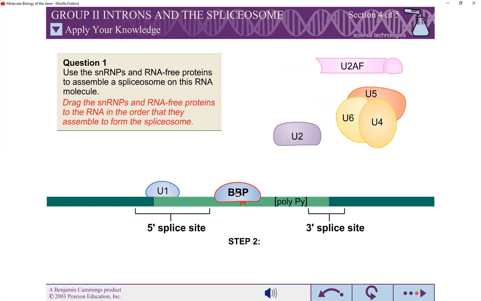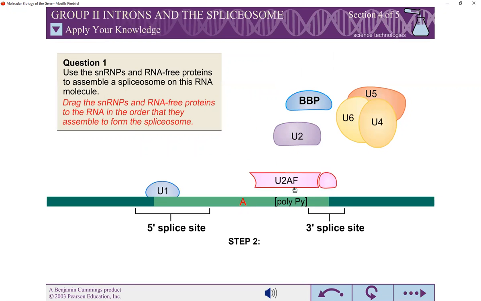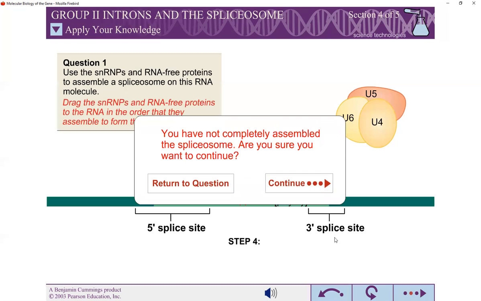I'm going to place it somewhere now. The branch point binding protein has to be placed so that it recognizes this branch point. Incorrect. This is how it is correct. Okay, now why is it not showing? Now it will show: correct. See, because firstly the 5' and the 3' splice sites are bound, then only does the binding to the branch point adenine take place. That is why it was not allowing me to move forward. Okay, now you have not completed. So return to the question.